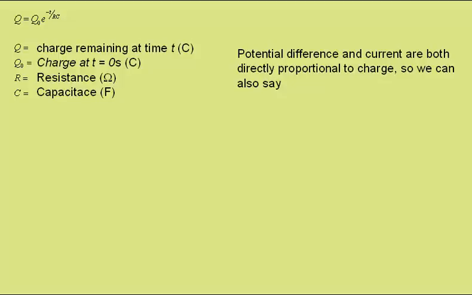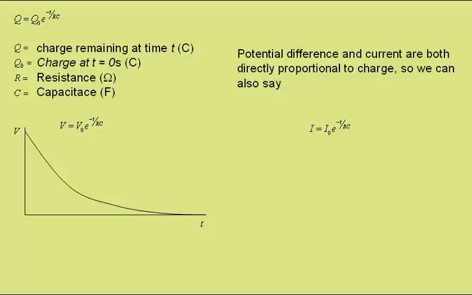The potential difference and current are both directly proportional to the charge on the capacitor. So we can also say that the potential difference V at time t will be equal to the initial potential difference V0 times e to the minus t over RC. We'd get a graph something like this of potential difference against time. Also, the current I after time t is equal to the initial current I0 times e to the minus t over RC, giving basically the same shape of graph of current against time.